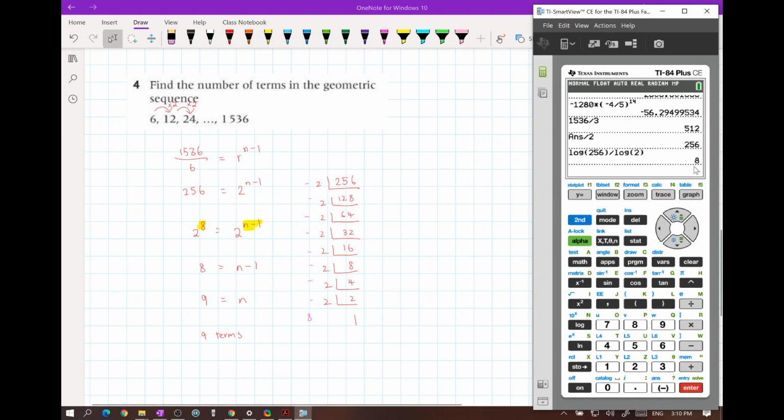So notice that the 8 is going to give us how many times you can repeatedly divide 256 before it turns to 1. So this is a nice quick way to figure out what 256 is as a power of 2. So you could figure this step out quite easily by doing log 256 divided by log 2. Okay, pretty neat, huh?